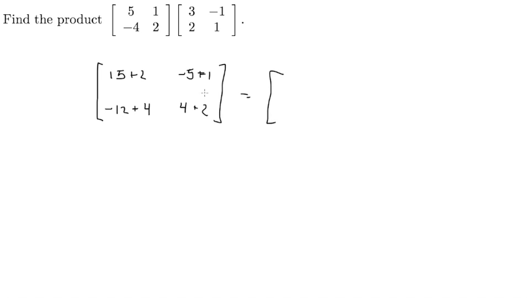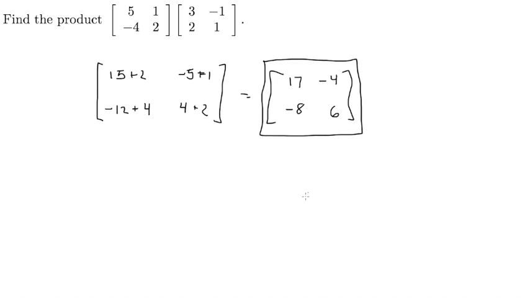So simplify each of these entries. We have 17, -4, -8, and 6. So there's our product. So even though this is a little complicated, you can solve these quickly once you get the hang of it.